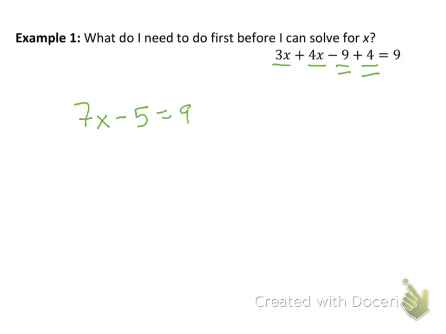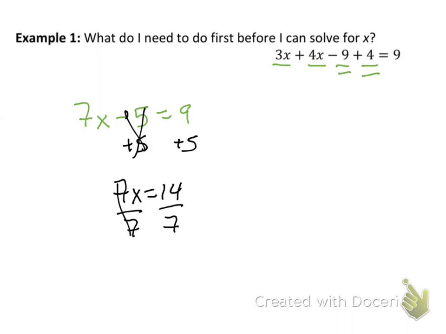What I'm going to do first, I'm going to add 5 to both sides. That gives me 7x equals 14. Then if I divide both sides by 7, I'll get x equals 2.